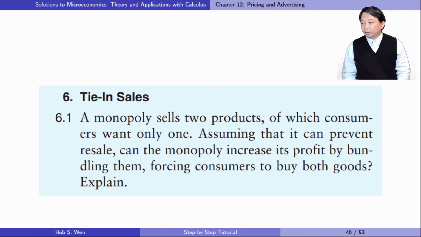Let's solve exercise 6.1. A monopoly sells two products, of which consumers want only one. Assuming that it can prevent resale, can the monopoly increase its profit by bundling them, forcing consumers to buy both goods? Explain.